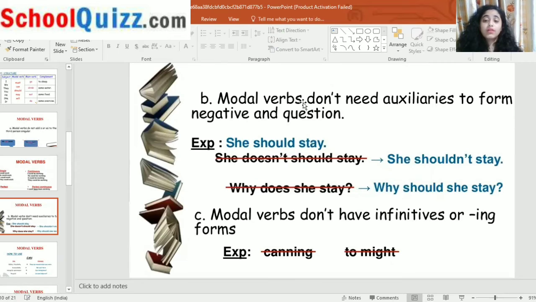Now, modal verbs don't need auxiliaries to form negatives and questions. So, the example given: she should stay. She doesn't should stay. We cannot write it. She shouldn't stay. We can write this. Why does she stay? Why should she stay? We included should, we included the modal auxiliary. Modal verbs don't have infinitives or ing forms, meaning canning, mighting cannot be used in modal verbs.